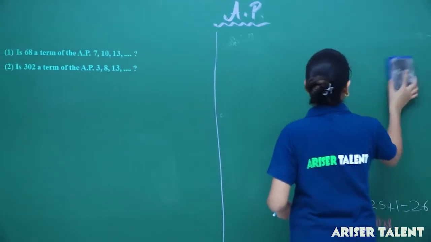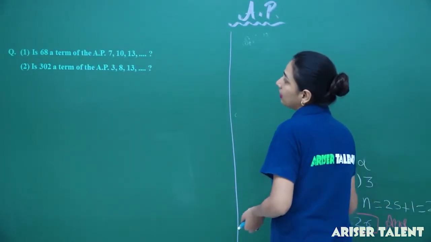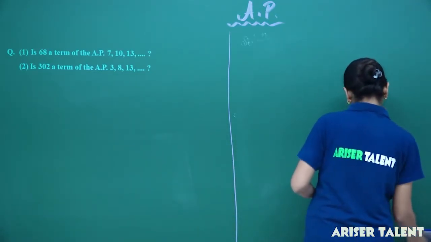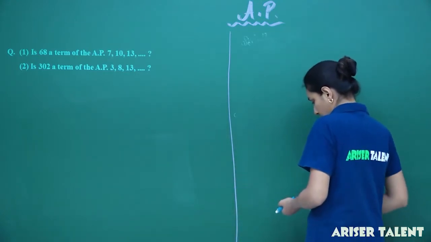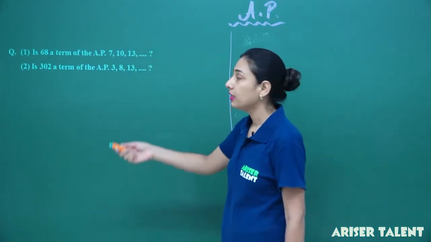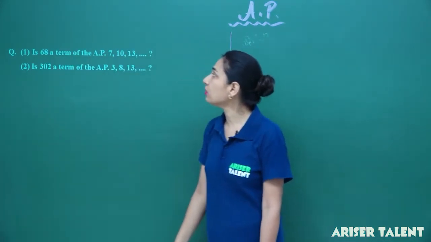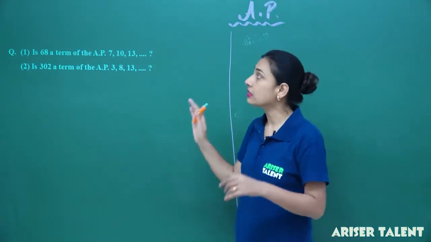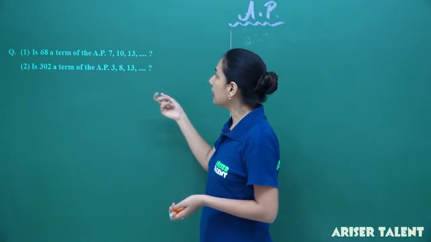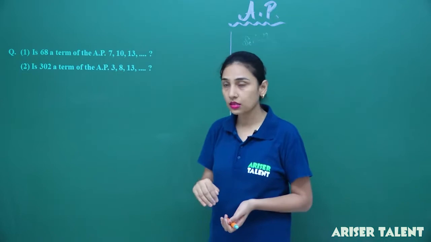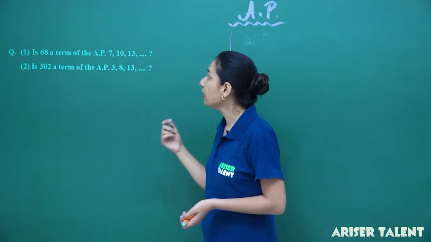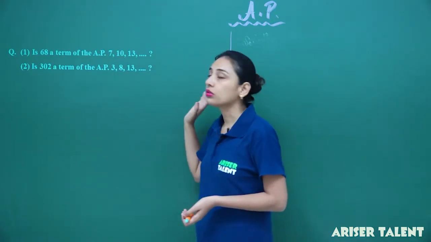It's series, and you have to find the 68th term of a series and the 302nd term of one series. Okay, fine. Now, can you do this question? See this. Is this simple or not? Is 68 a term of an AP? It's asking us, is 68 a term of the AP 7, 10, 13 and so on? Then, second, is 302 a term of the AP 3, 8, 13 and so on?